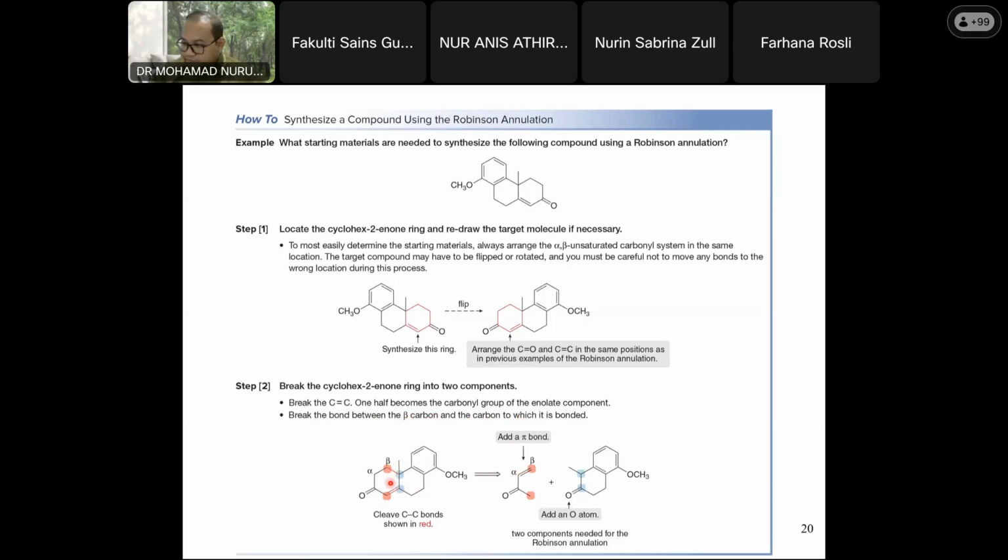Let me check. First you have to break in these positions and these positions. After that, you add sigma bonds and pi bonds in these beta positions, and you add an atom in the double bond here. So you will get the two components for Robinson annulations.